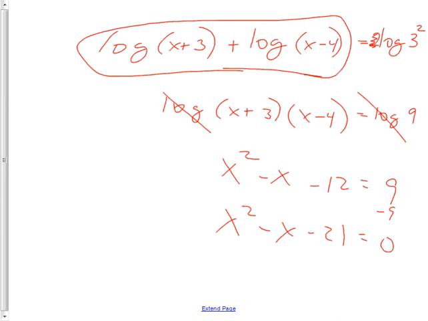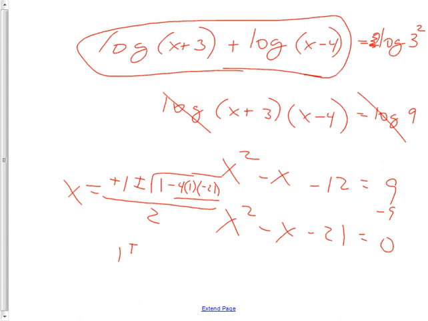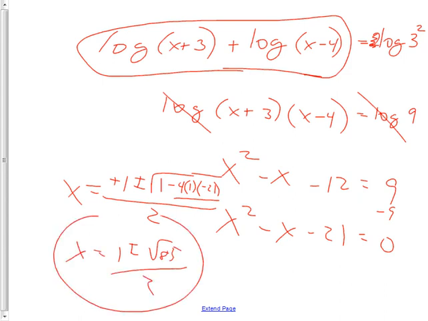All right, but since it didn't factor, it's x equals negative b, positive 1, plus or minus the square root of b squared, which would be negative 1 squared, which would be 1, minus 4ac, 4 times a, which is 1, times c, which is negative 21, all over 2a. 2 times 1 is 2. There we go. So then this part is positive, so we have 1 plus or minus the square root of 85, all over 2. And that is an ugly number, but it is correct.